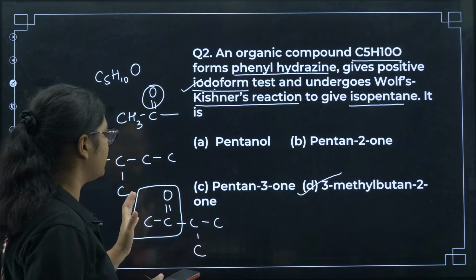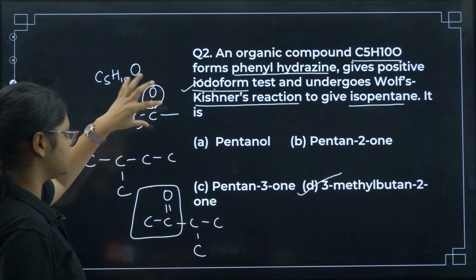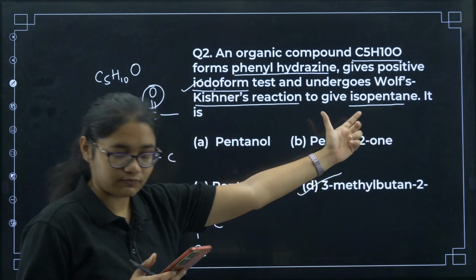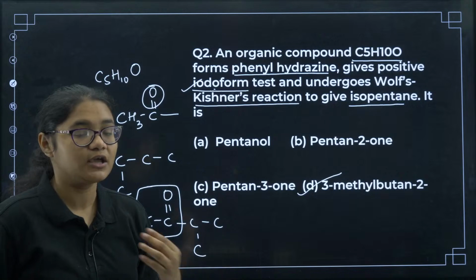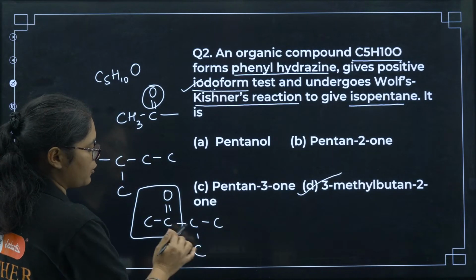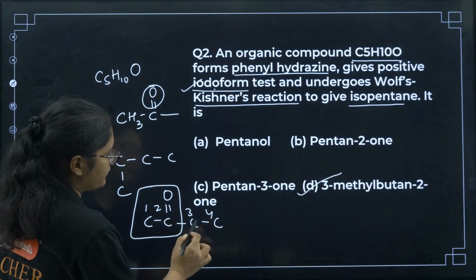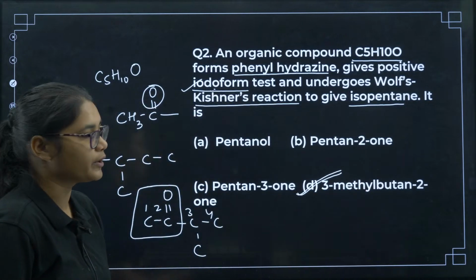No, Sudesh, pentane-2-one. If you take pentane-2-one, you won't get this. The final product is isopentane, and you won't get isopentane in that case. Isopentane will not be produced. For getting isopentane, we need a branched chain. So this has to be the product, 3-methyl-butane-2-one, that is option number D.